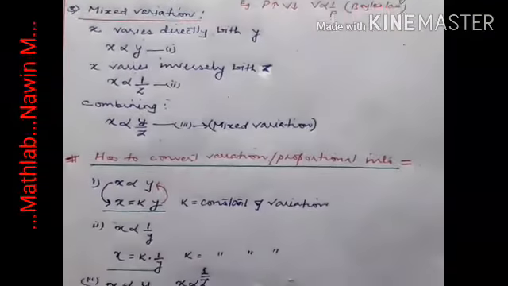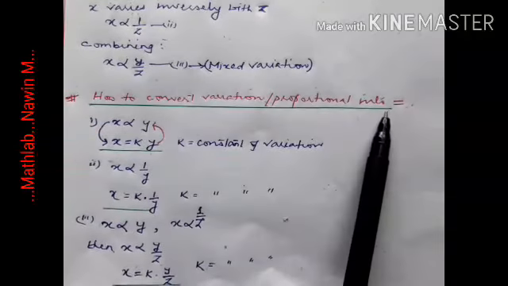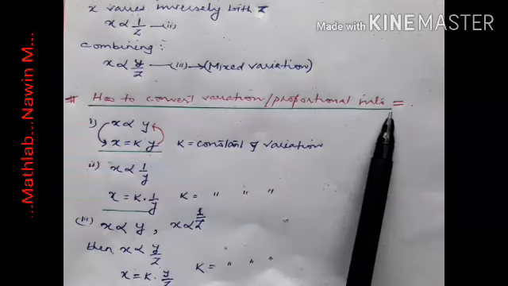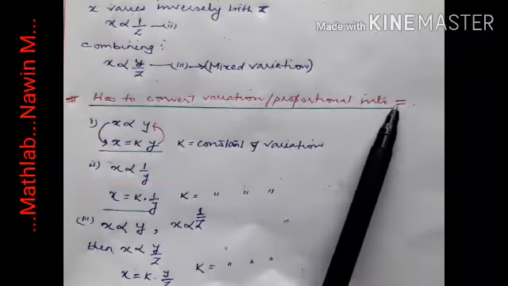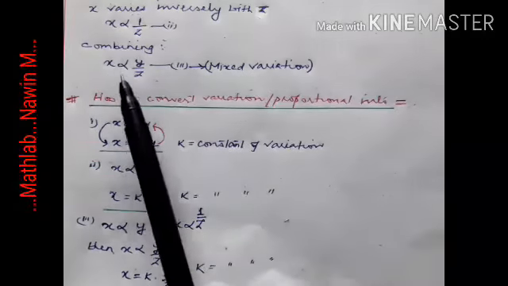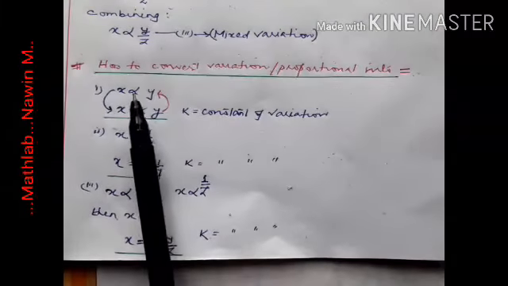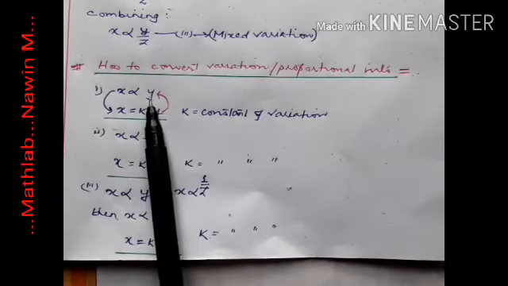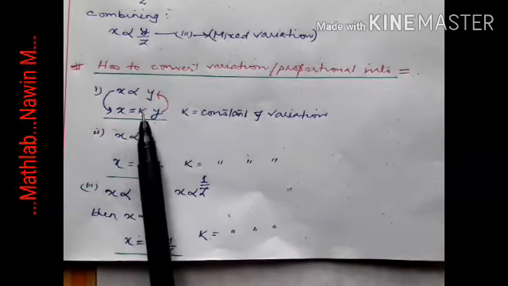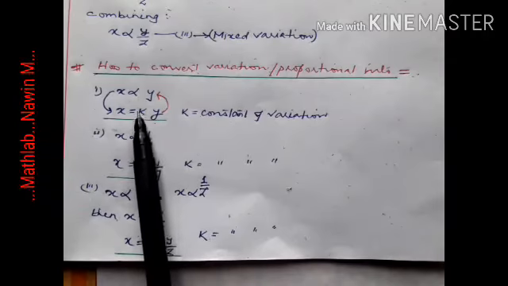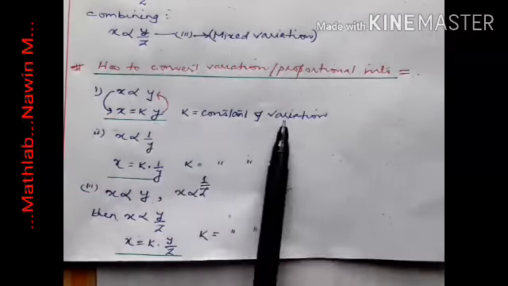That is the thing. Now next is how to convert variation or proportional into is equal to. Because when we do problems, we have to convert the variation, this symbol, into equal to. So there is a method of converting variation into equal to. How do we do it? See, suppose x directly varies with y. Then in order to convert this direct variation symbol into equal to symbol, what we have to do is we have to introduce one constant k. We have to bring one new constant k, where this k is called constant of variation.